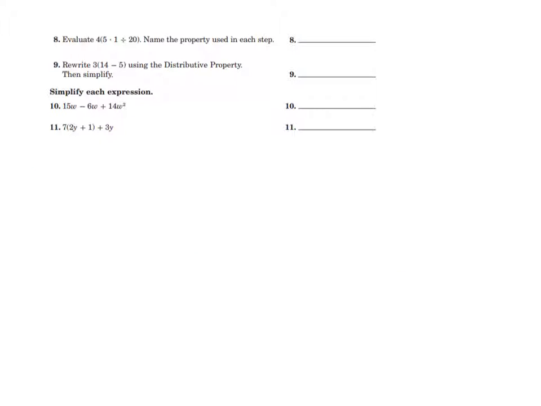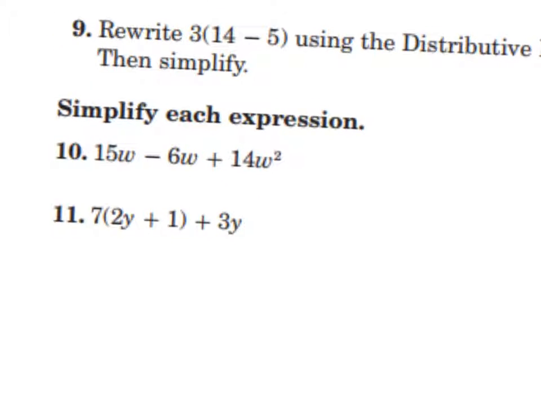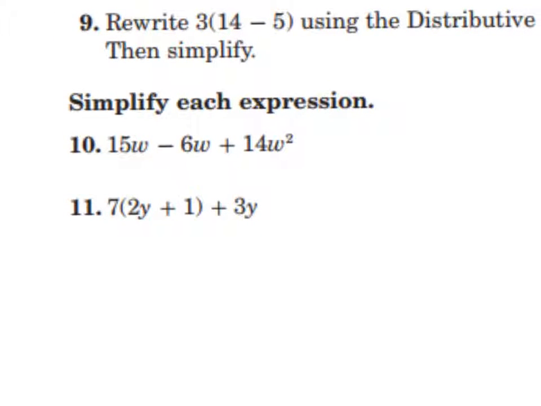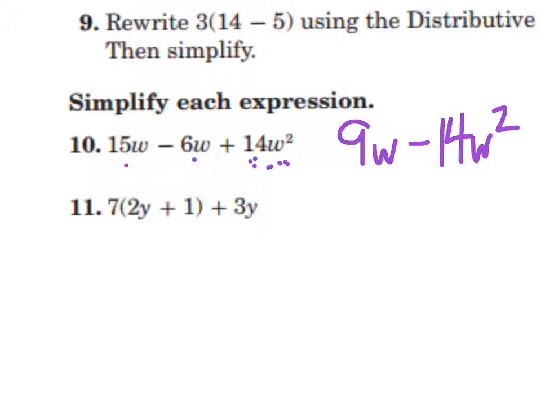Now we're simplifying each expression. And I'm actually going to make that a little bigger so you can see it. Simplifying each expression, these two are both w's. This one here, that is w squared. I can't do anything with that. But I can do 15w minus 6w to get 9w, and the 14w squared doesn't change anything.